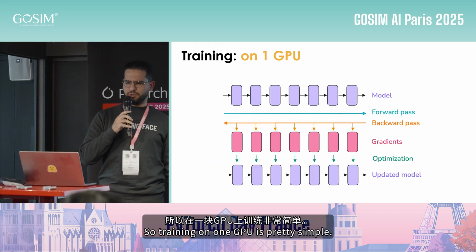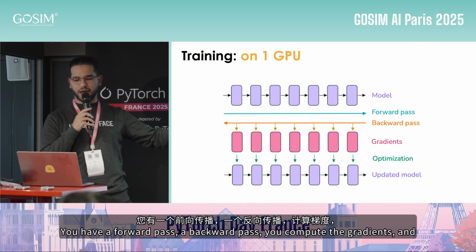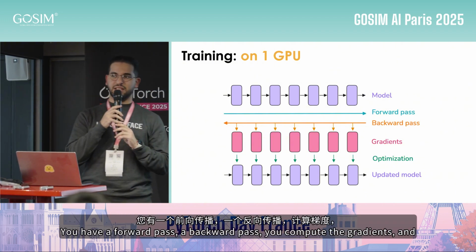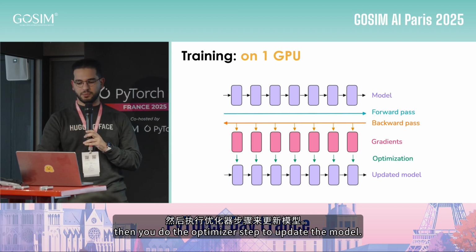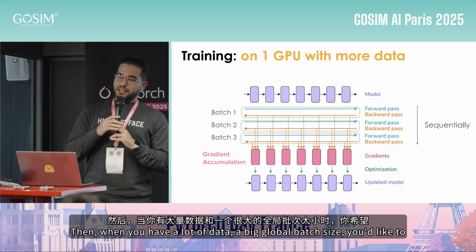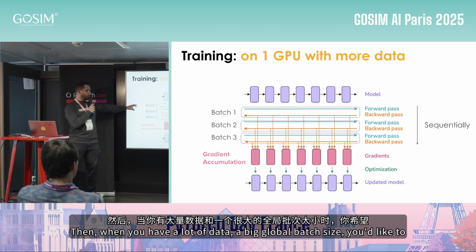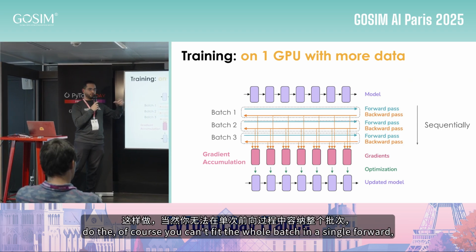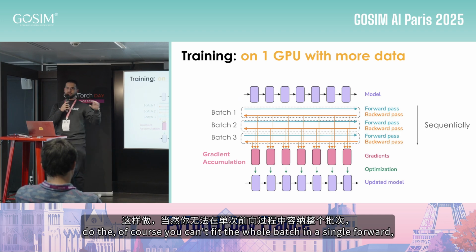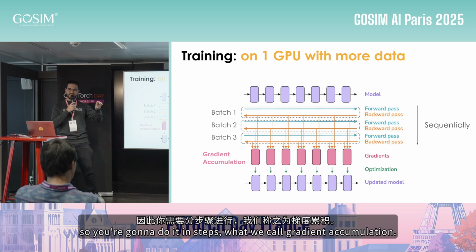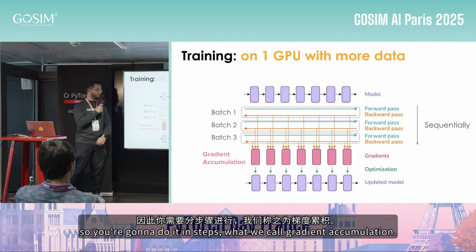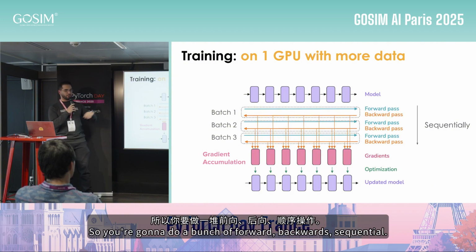Training on one GPU is pretty simple. You have a forward pass, backward pass, you compute the gradients, and then you do the optimizer step to update the model. Then, when we have a lot of data, a big global batch size, of course you can't fit the whole batch in a single forward. So you're going to do it in steps, what we call gradient accumulation. So you're going to do a bunch of sequential forward backwards.